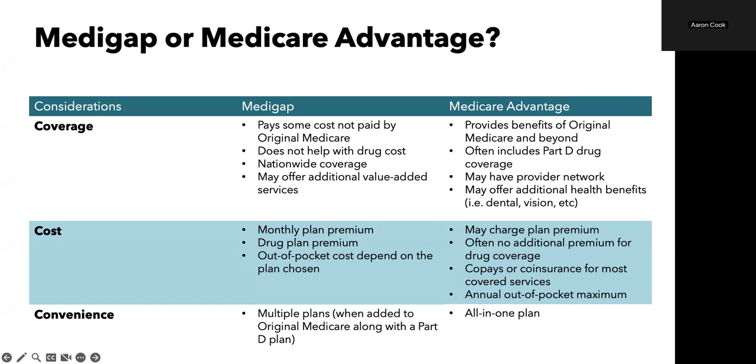With the Medicare Advantage, you're looking at a very low, if not zero, monthly plan premium. There's often no additional premium for drug coverage. However, you will have a co-insurance and co-pay for almost all covered services. And you will have an annual out-of-pocket maximum.